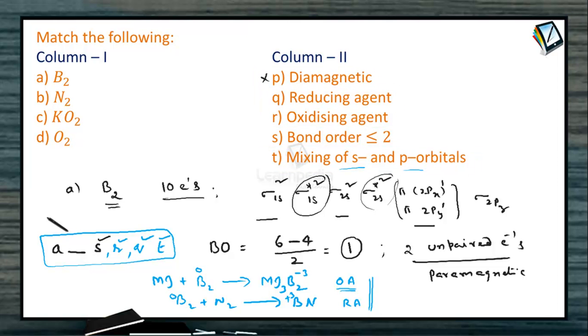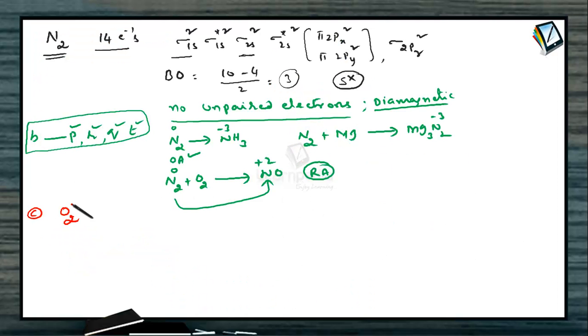And when we go for the next one, KO2. KO2 is nothing but O2 minus. In O2 minus, we have 16 plus 1, total 17 electrons. And above 14 electrons, we have the molecular orbital energy levels for bonding and anti-bonding orbitals as sigma 1s, sigma star 1s, sigma 2s, and anti-bonding 2s.